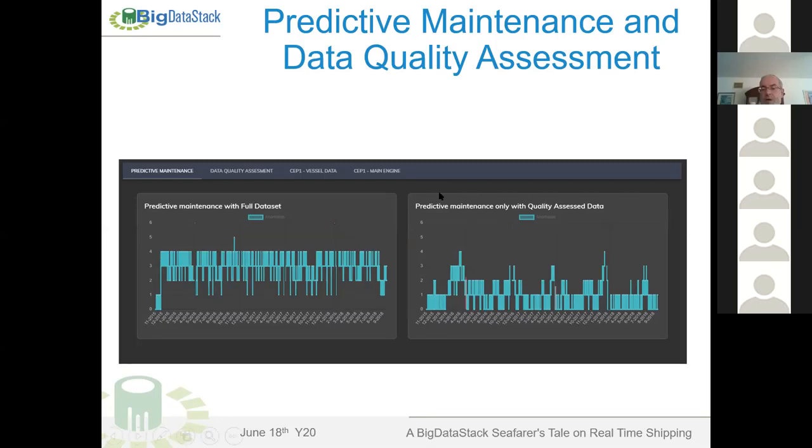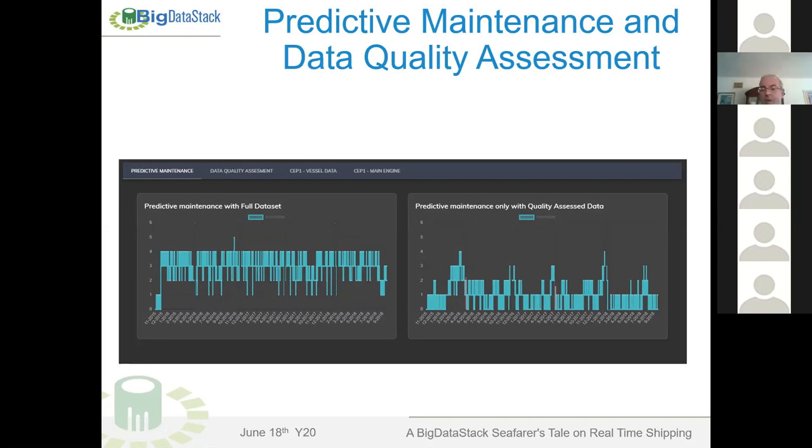So what are these two parts? On the left part, we have processed data without cleaning it. That is, without going through the data quality assessment, and thus we get quite a probability which is not informative. We get more or less always the same thing, while on the right part you can see that the probability is this time very differentiated.